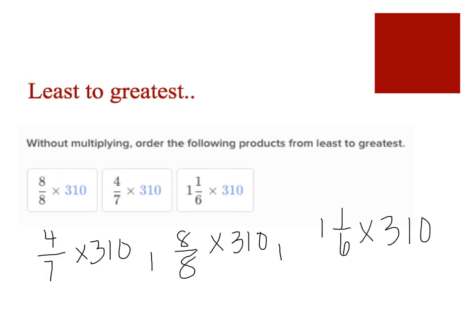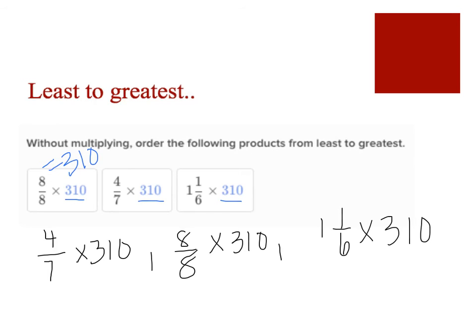I know my two rules. A factor times a fraction less than 1 will give me something smaller, and a factor times a fraction greater than 1 will give me something larger. My factor in these three problems is 3/10. So when I'm multiplying it by each of these fractions, I need to see which one is going to be greater and which one is going to be smaller. I'm looking at my three expressions here, and I know that 8/8 is equal to 1. So if I multiplied 1 times 3/10, I would still get 3/10. Then 4/7 times 3/10: 4/7 is a fraction less than 1.